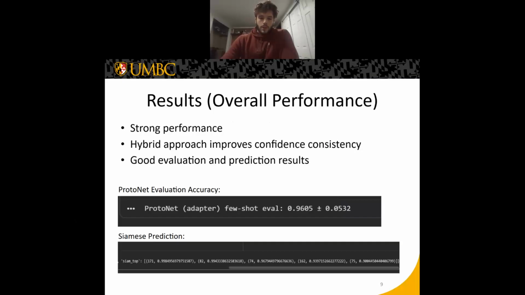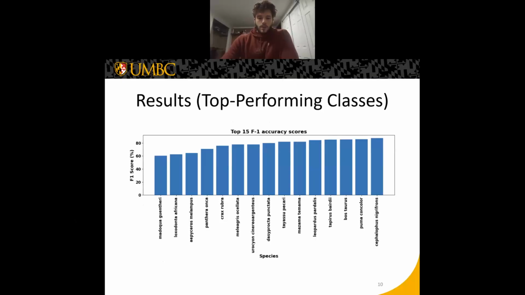Now, moving on to our top performing classes. This is our top 15 performing classes by F1 accuracy scores. A lot of these classes are the same classes we saw in the most common bar chart, and that is due to the excess of images that we had in the dataset with different lighting and different times of day, which allowed the model to perform really well. Specifically, the classes shown are the classes that both ProtoNet and CMEs did really well on.